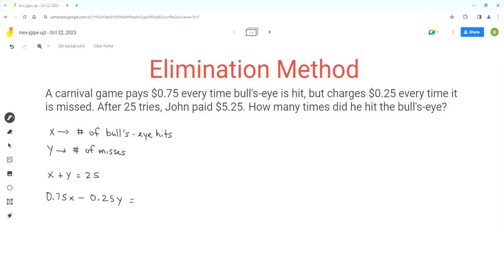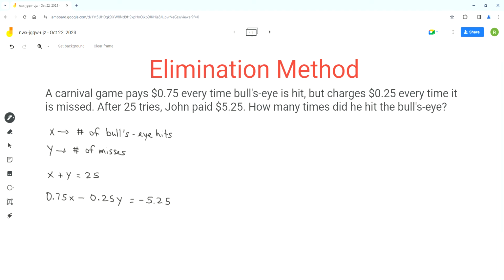So it's an outflow of money for John, so it should be negative 5.25, because he didn't earn that money, he had to pay the money to the game owner. So this is the second equation based on the given information. These are the two equations we have to solve to find the number of times he hit the bullseye, which is x.